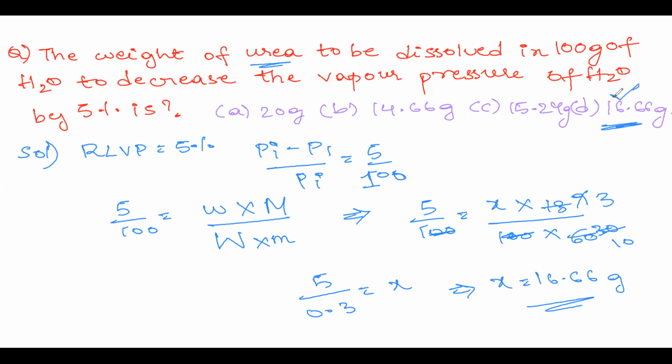In this way also they'll give the question. They want to always simplify the question and try to confuse the students. So instead of giving vapor pressure of water and after adding this much of weight, they have given directly if some weight of urea is to be dissolved in 100 grams of water, so that the vapor pressure of water decreases by 5%. Decreases by 5% means you have to take the 5% itself as RLVP. That is the most important point. Next question.